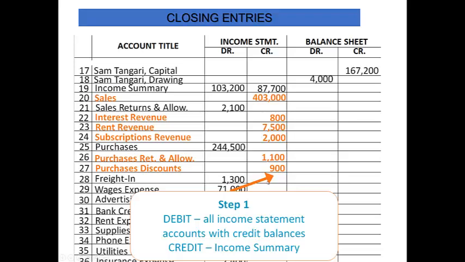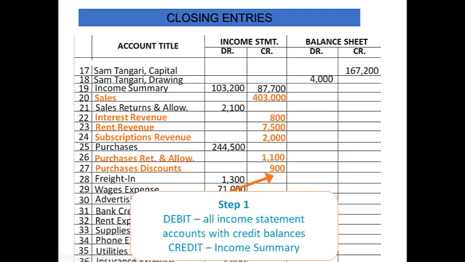So when we were closing for the service business, we closed all the revenues. That was the only account that had a credit balance. But with the merchandising company, we have several accounts that have credit balances. We have some more revenues represented here, and then we also have the purchase returns and purchase discounts that have credits. But you don't have to remember which accounts they are. You just remember it's the accounts that have a credit balance on the income statement column of the worksheet.